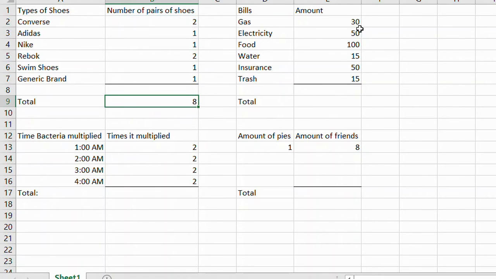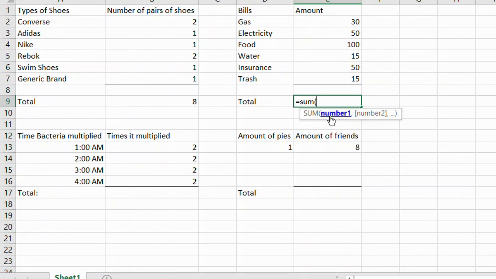Now for the second, I want to find out how much it will cost me to pay for my bills. Here we have how much each bill costs. We're first going to add this all up together. So again, we're going to equal sum, open parentheses, and click on each individual cell that we want with control, and close parentheses. And now we have 260. Our bill will be 260.